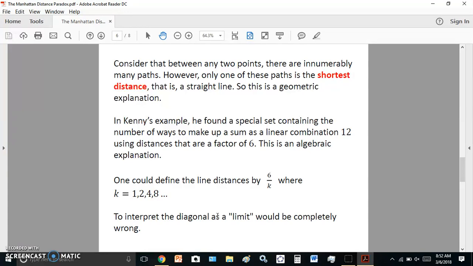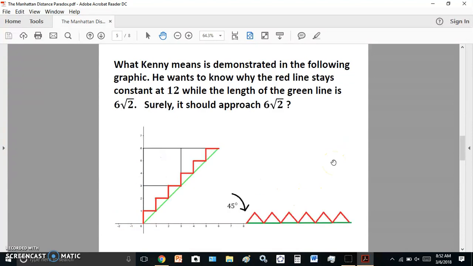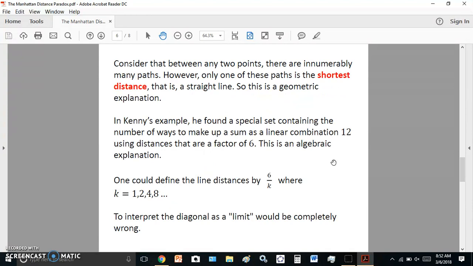Kenny missed it, and many others missed it. In his example, he found a special set containing the number of ways to make up a sum as a linear combination, 12, which uses distances that are a factor of 6. And to interpret that as a limit would be completely wrong, as we've seen here, okay? So that's the simple explanation, both geometrically and algebraically. You can't interpret that as a limit.